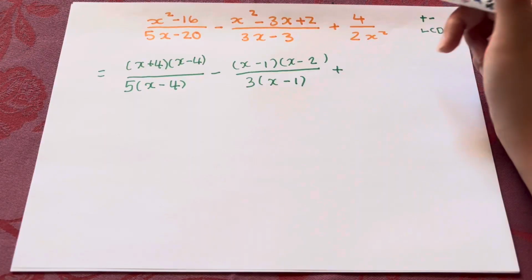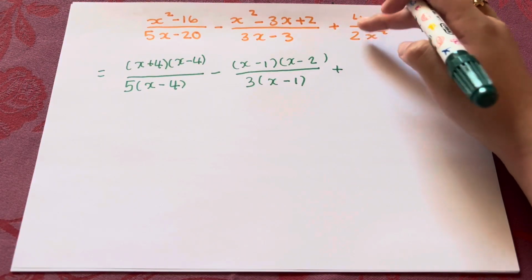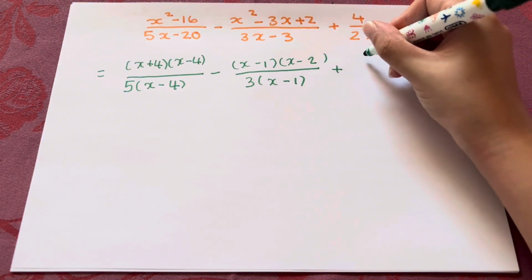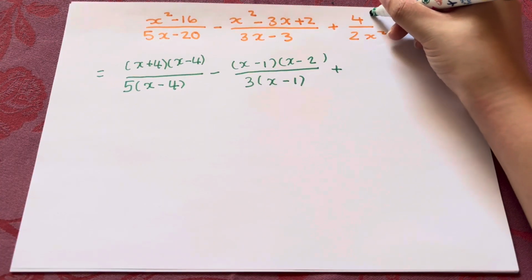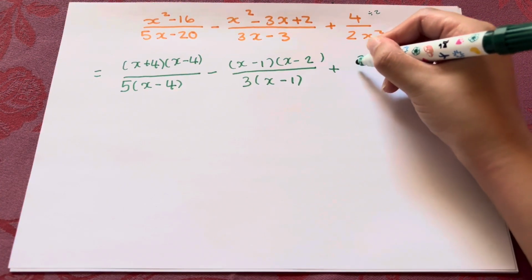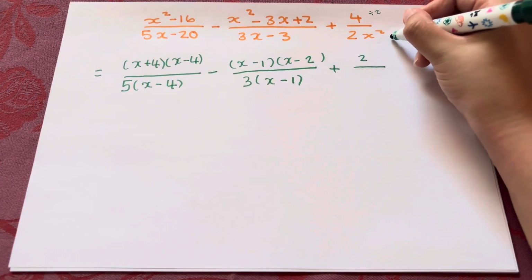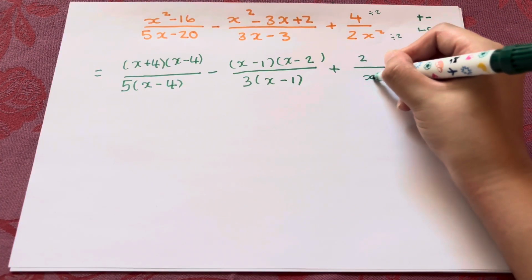And in this one, all I'm going to do at this point is simplify the fraction 4 and 2. So 4 divided by 2 is 2. And in the denominator, 2x squared divided by 2 is x squared.